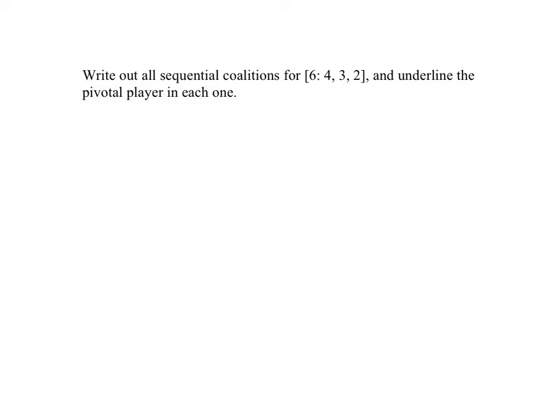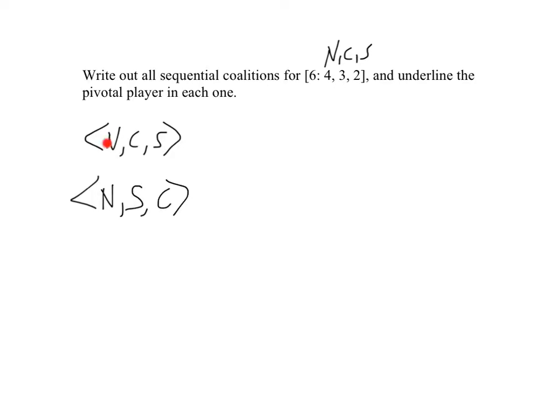So as always, or as previously, we are denoting the players N, C, and S here, and when we write out the sequential coalitions, what do we get? Well, there's one that looks like this, N followed by C followed by S, and the only way to start with N besides that is to go from N to S to C. So if N is going to be the starting letter, then the only possibilities are N, then C, then S, or N, then S, then C.